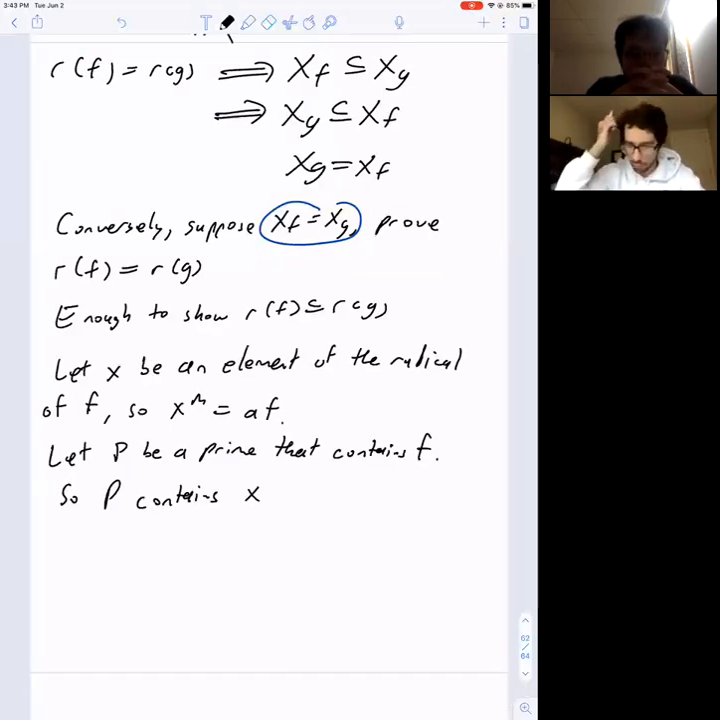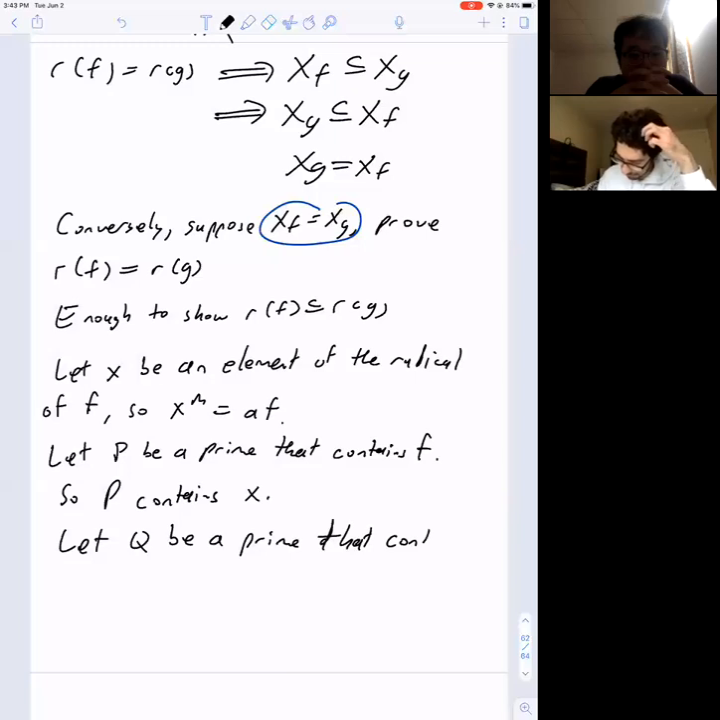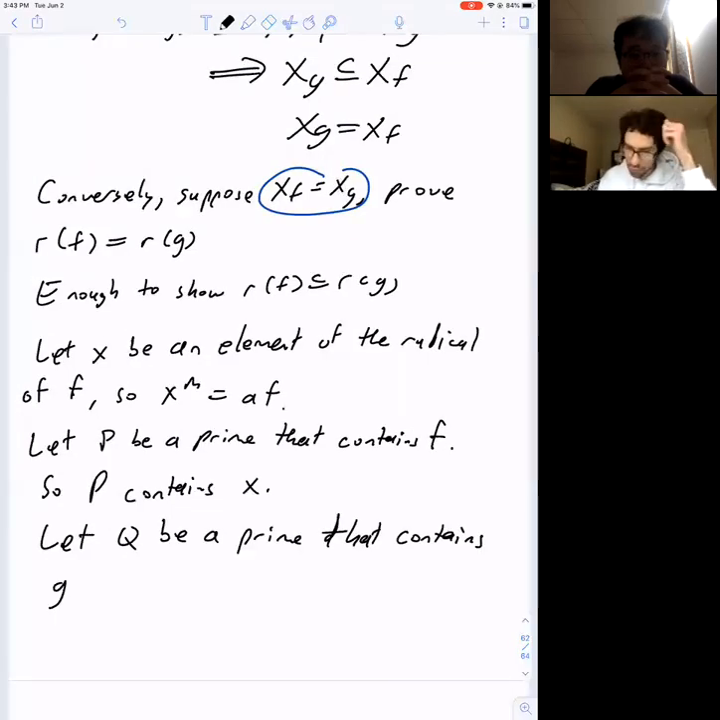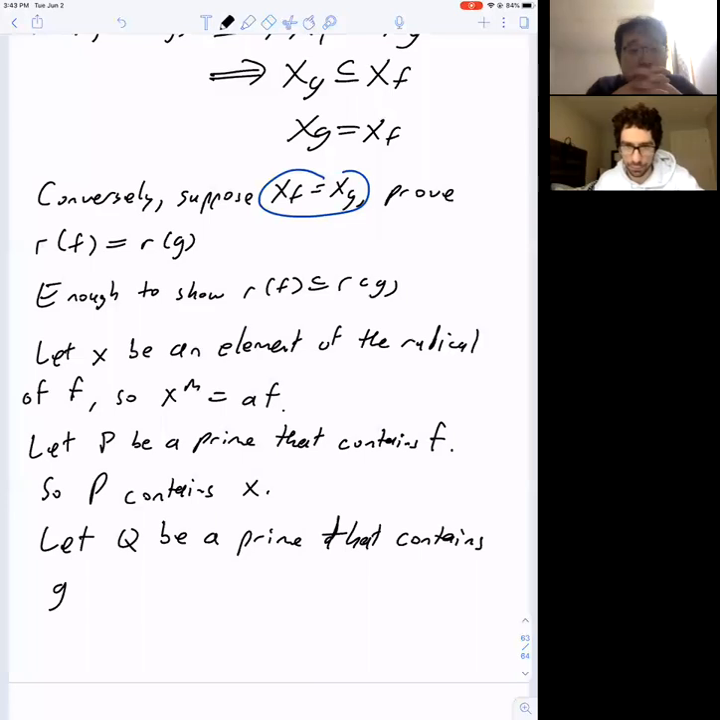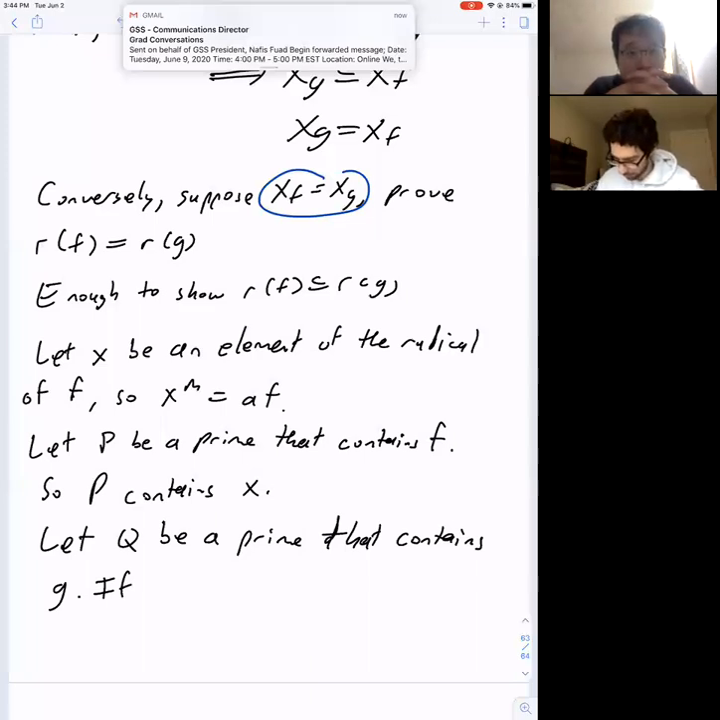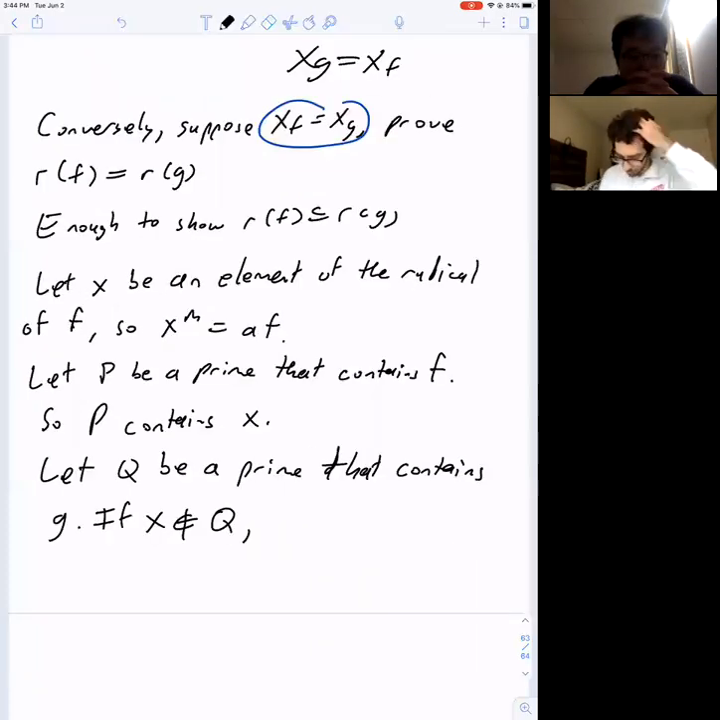So that means that we need, if Q is a prime that contains g, I need to prove that x is contained in Q. If we have that if x is not in Q, then Q does not contain the radical.